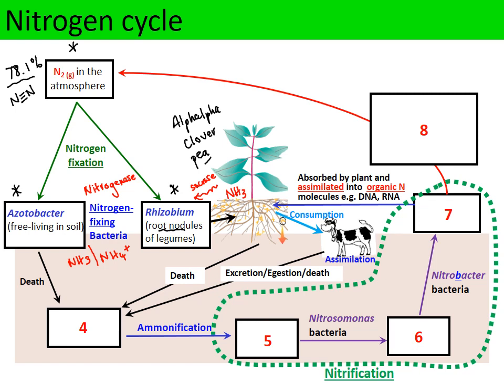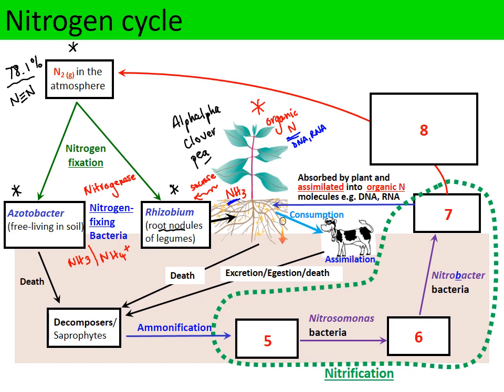Now the next step in the cycle is, well, we know the plants can incorporate the nitrogen from ammonia, if we look at the plant here for a second in the middle, into what we call organic nitrogen compounds. So the nitrogen from the ammonia gets utilized and assimilated into organic nitrogen compounds like DNA and RNA. So we know they're nucleic acids that contain nitrogen.